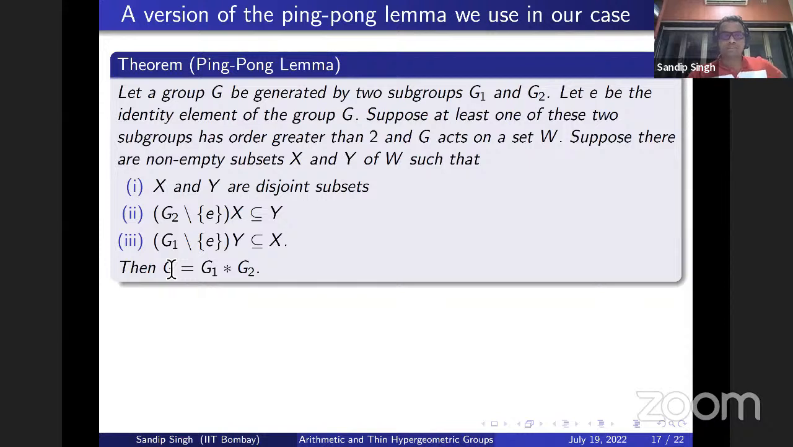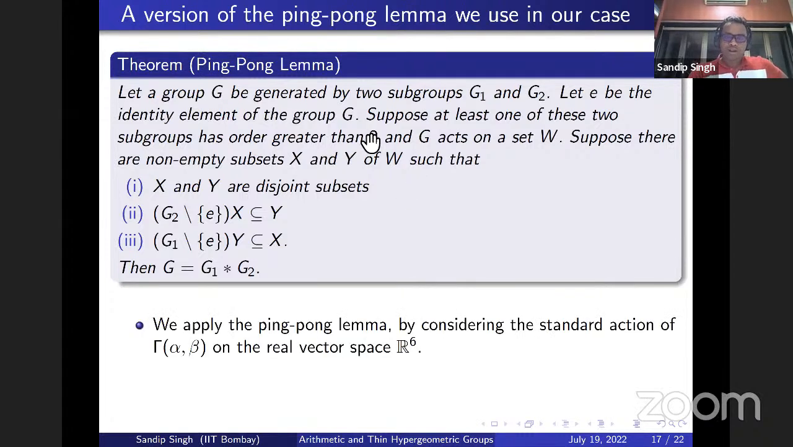This is so simple, no? This lemma is actually very helpful in proving some free subgroup results. So how do we apply this ping pong lemma in our case? We apply it by considering the standard action of gamma alpha beta on the real vector space R6. In our case, W is R6.